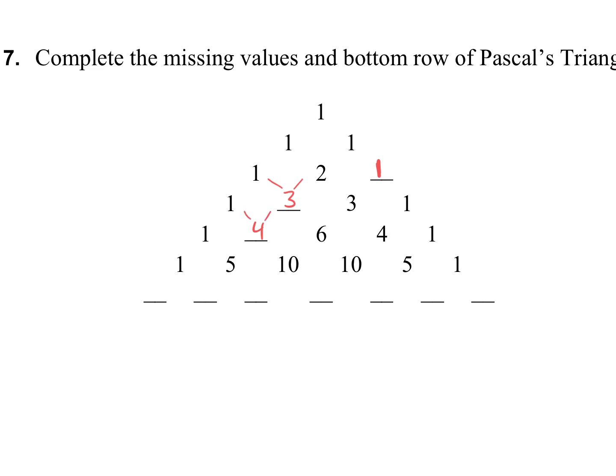And then in the last row, the 6th row, what would it start with? 1. And what would be next? 6. Then? 15. And then? 9. And then? 16. And? 6. 1. Awesome.